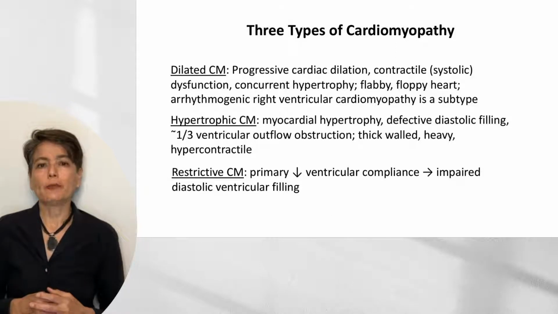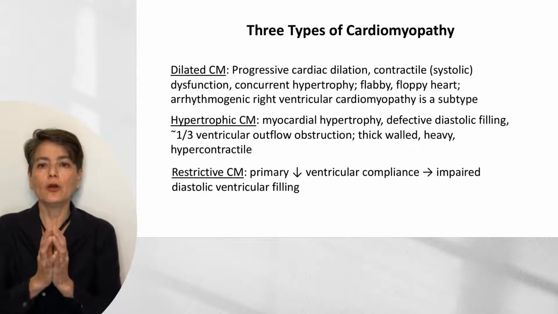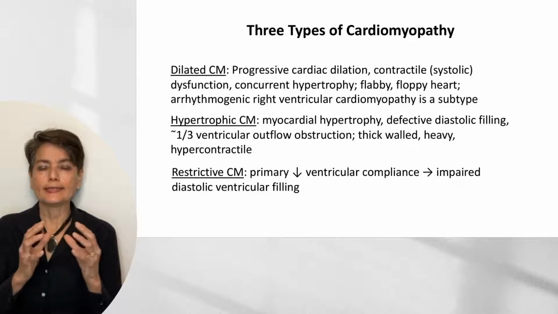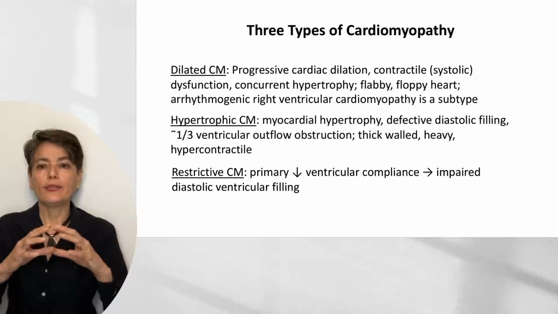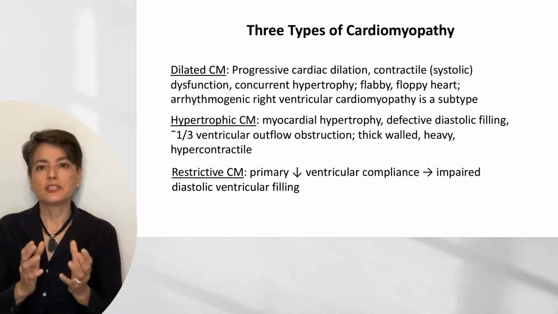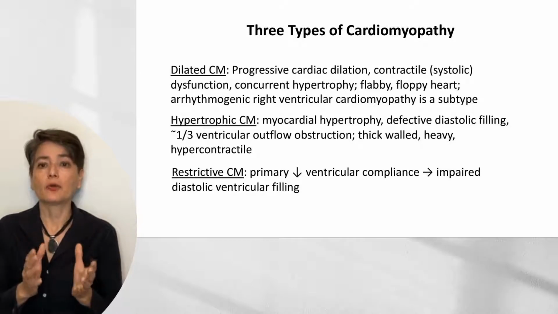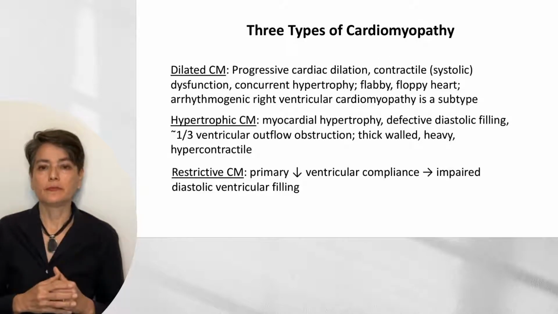In dilated cardiomyopathy, you get progressive four-chamber cardiac dilation. So the heart is going to begin to expand and dilate. As it does that, you're going to have decreased contractile function, right? Because the walls are going to be becoming thinner and the volume in the chambers is expanded. This is going to stimulate the heart to undergo myocyte hypertrophy. But the end result is going to be a flabby, floppy heart. Arrhythmogenic right ventricular cardiomyopathy is a subtype that we'll talk about later.